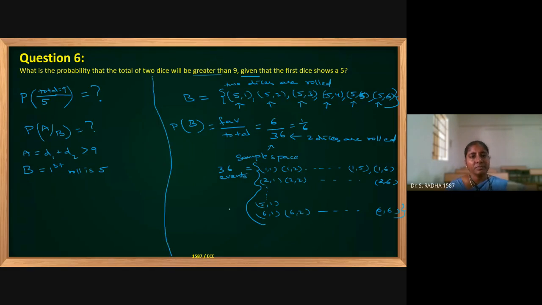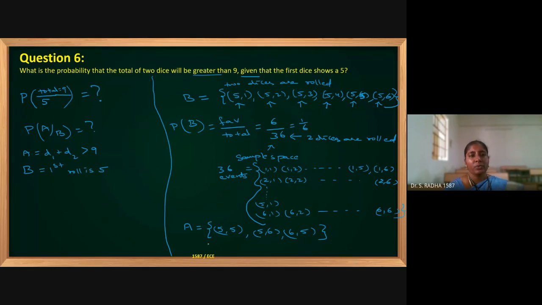Now when the sum is becoming greater than 9, A is nothing but greater than 9 when you are rolling the dice. It can be 5 comma 5, possibly; 5 comma 6 is a possibility; 6 comma 5 is a possibility.